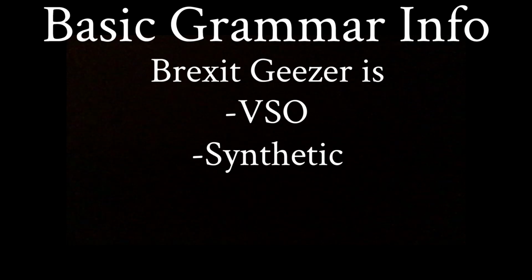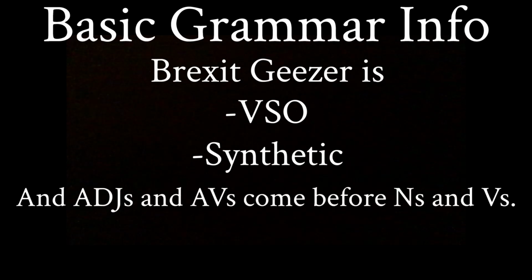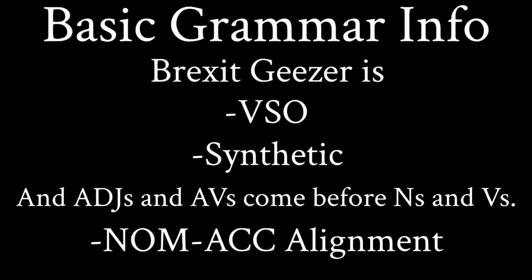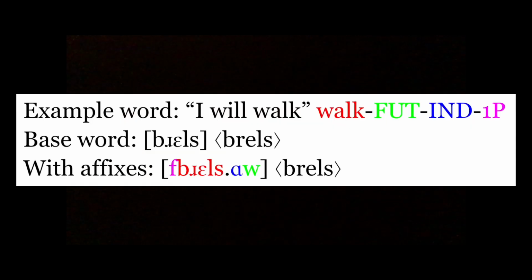First, we have to know that this language is VSO, synthetic, and adjectives and adverbs come before the nouns and verbs that they mark for. And while we won't need it for this specific example, this language has nominative accusative alignment. So the word that we will be using is that for I will walk, which is the base word of walk with the future tense, indicative mood, and first person. The base word for walk is pronounced "spraus," and with the three affixes, that becomes "sprauso."